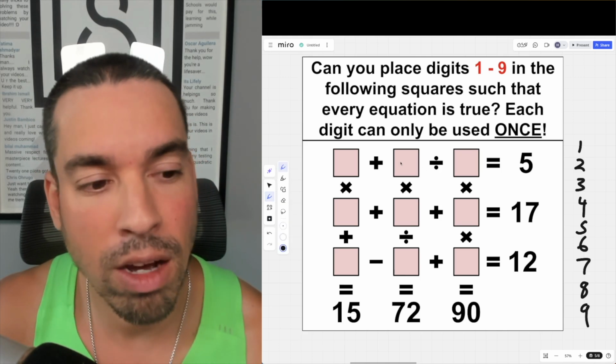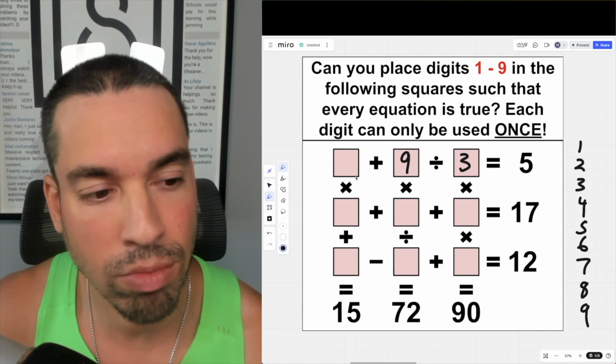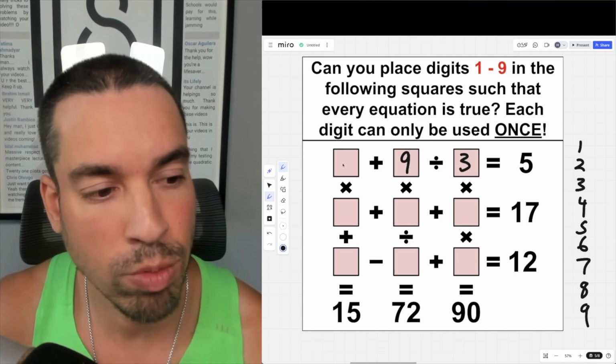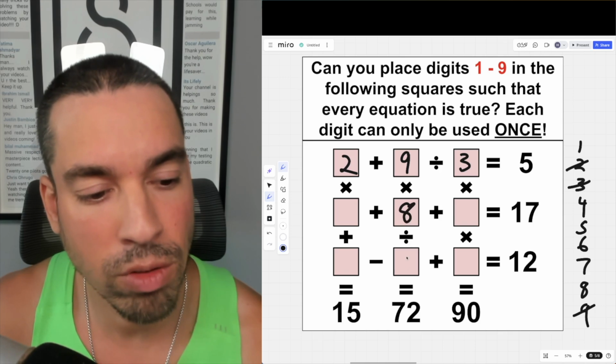So instead of 8 divided by 4, we're going to roll with 9 being divided by 3. And 9 divided by 3 is 3, which means we have a 2 right here. Now we still need an 8 here to get to 72, and we still need a 1 here.